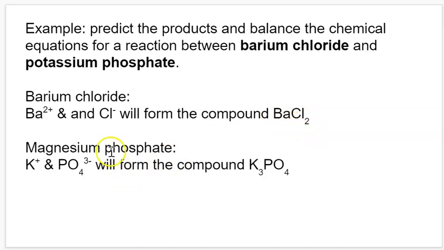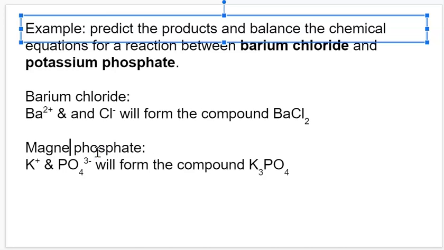For potassium phosphate, potassium is a 1+ charge, and phosphate, that's one of our polyatomic ions. And if we look at our chart, we see that it has a formula of PO4 3-. So since we have a 3- charge here and a 1+ charge here, I'm going to need 3 of this ion to balance out the phosphate. So the compound is going to be K3PO4.